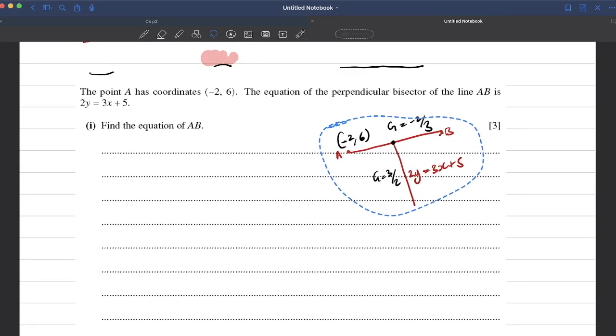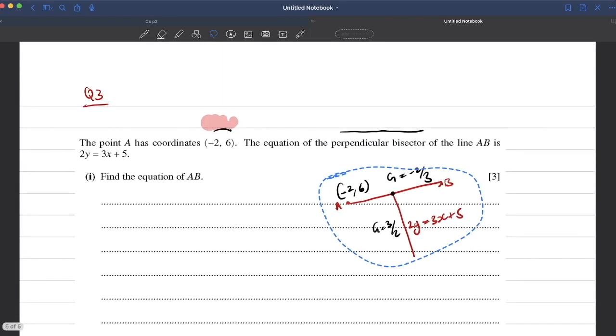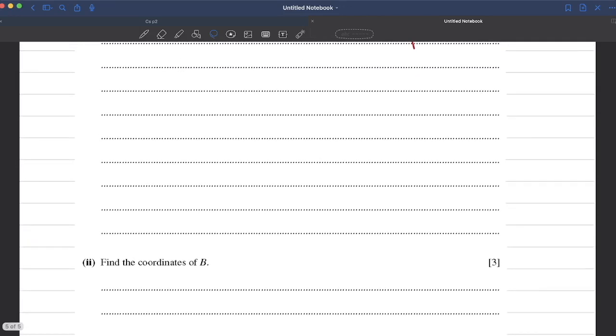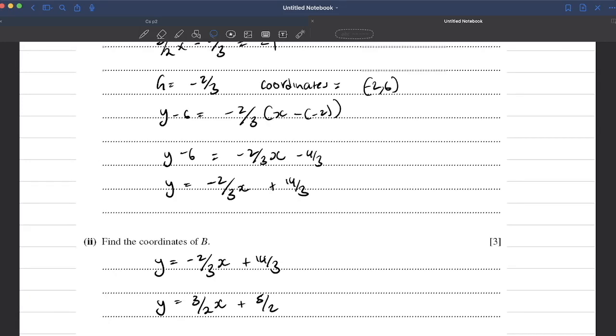Oh, it's really laggy, very laggy because I'm writing on top of the... just give me a second. It has lagged up. Okay, there you go.